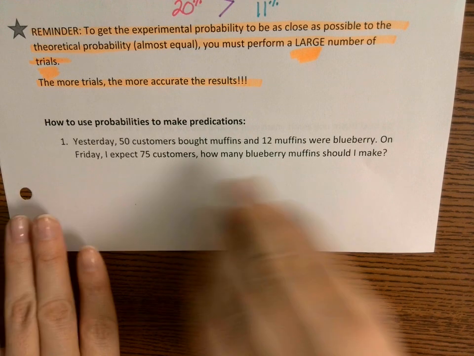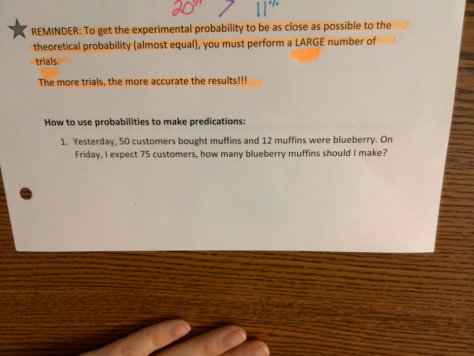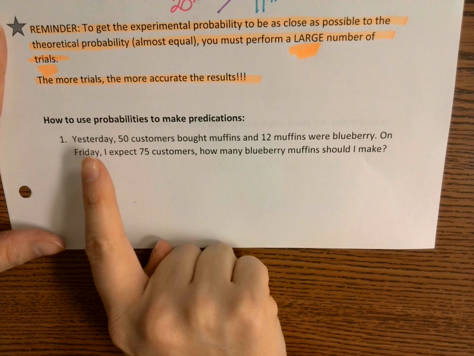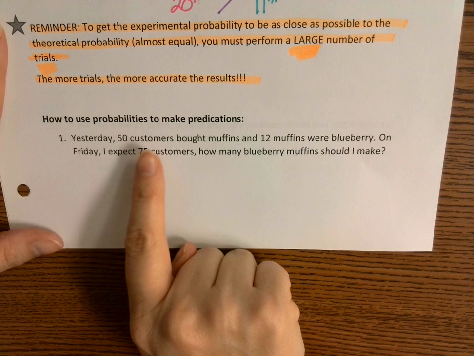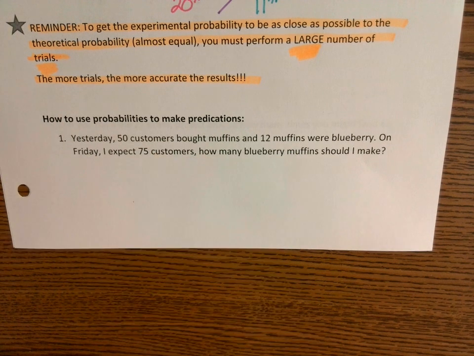Okay, so let's take a look at this situation. Yesterday, 50 customers bought muffins, and 12 of those muffins were blueberry. So on Friday, I expect 75 customers to be coming in. So how many blueberry muffins should I prepare?